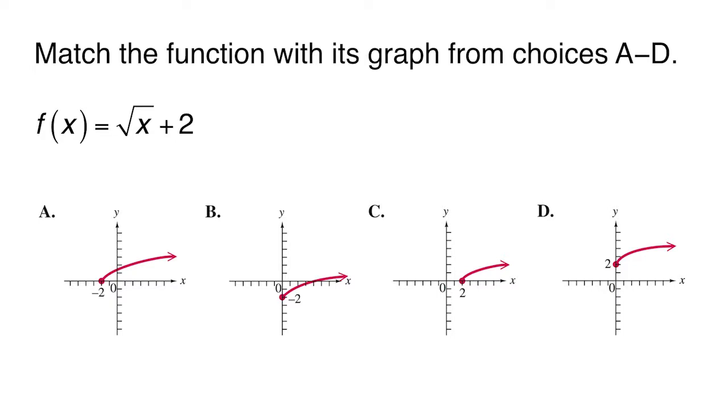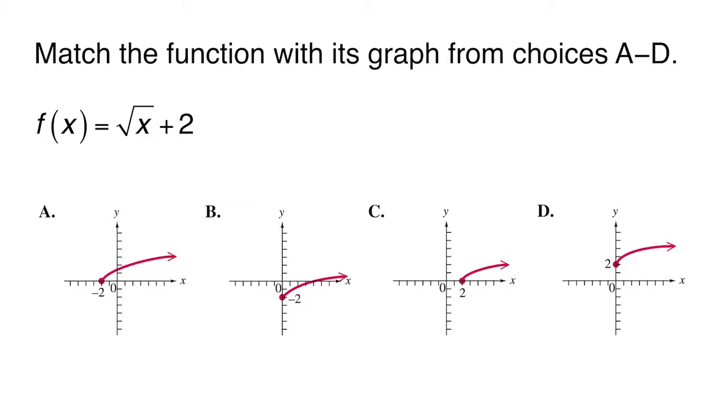in choice A, the starting point is (-2, 0). In choice B, the starting point is the point (0, -2). In choice C, the function starts at the point (2, 0). And in choice D, the starting point is (0, 2).